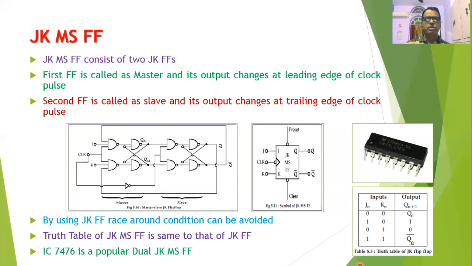IC 7476 is a very popular IC, and this is a JK master slave IC. That is, it will consist of two JK MS flip-flops. So this is a very popular IC, and in practicals, whenever we need to make use of the JK flip-flop, then we can make use of this IC.